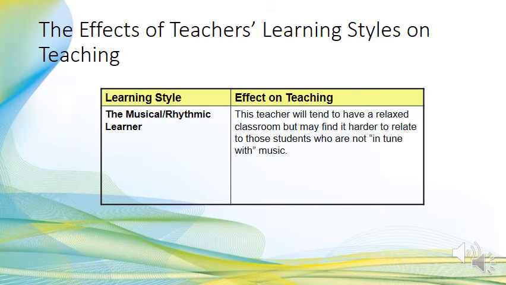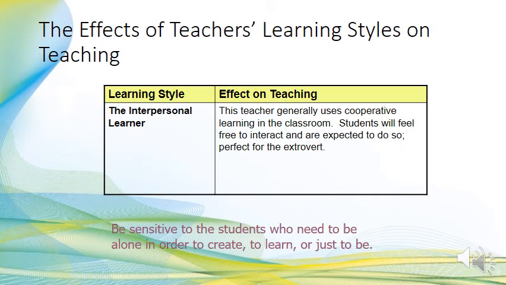For the musical or rhythmic learner, the teacher will tend to have a relaxed classroom but may find it hard to relate to those students who are not in tune with music. For the interpersonal learner, this teacher generally uses cooperative learning in the classroom. Students will feel free to interact and are expected to do so, perfect for the extrovert. The teacher should be sensitive to the students who need to be alone in order to create, to learn, or just to be.